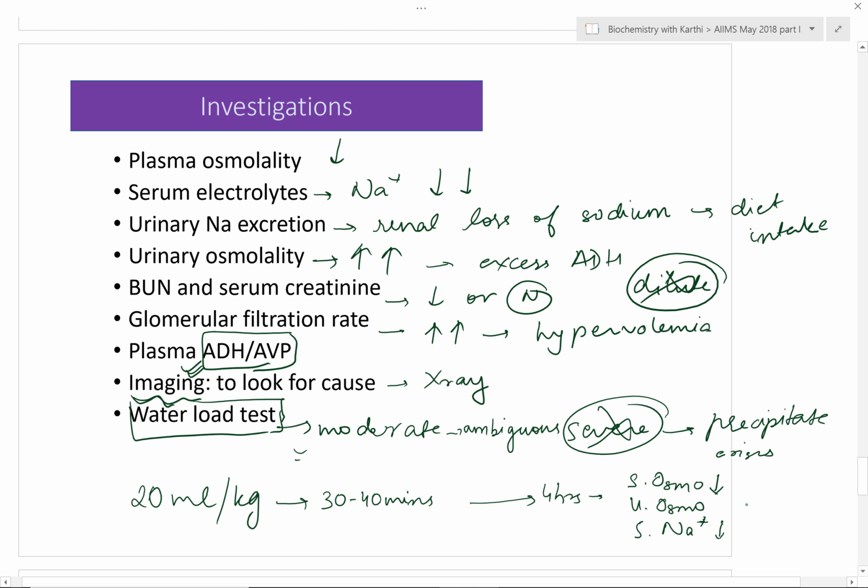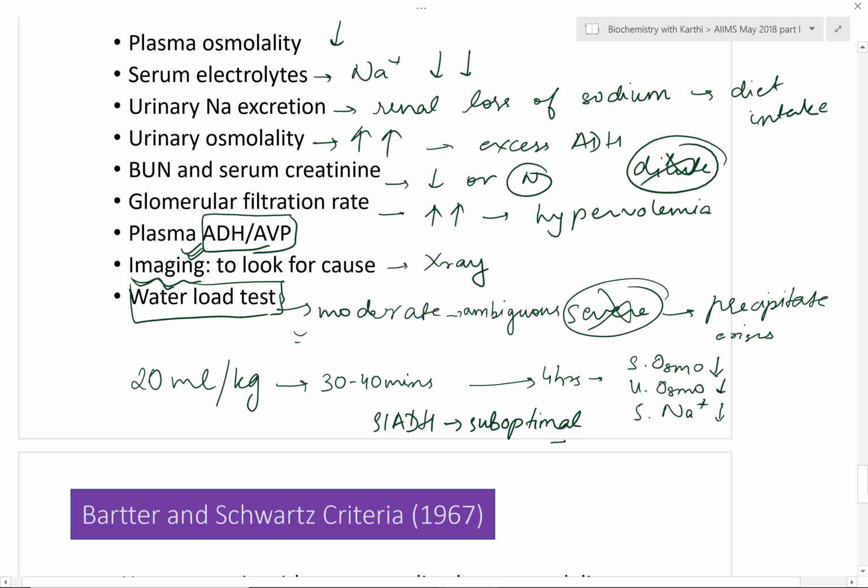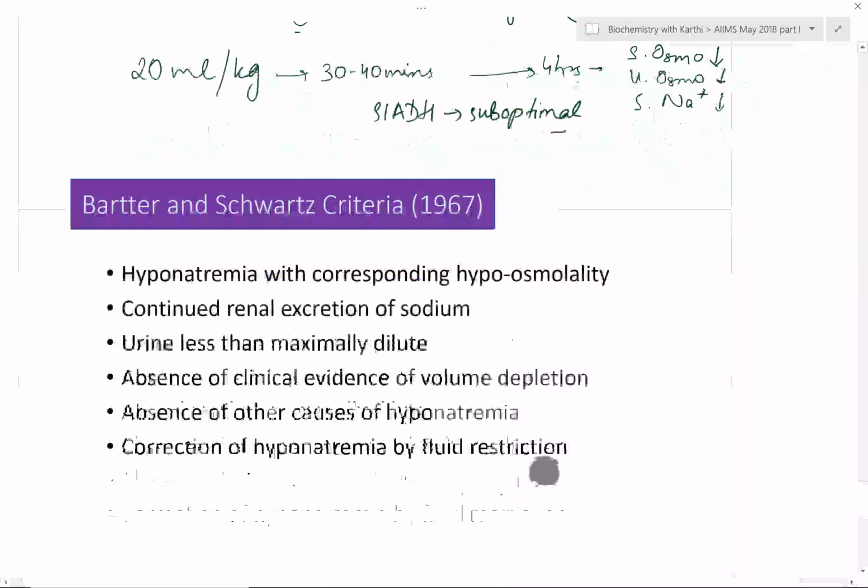But in people with SIADH, this response will be suboptimal. That is, they will not be able to decrease the osmolality of the urine. Okay, so their urine will still be concentrated because the kidney is not able to dilute the urine. So if you get a suboptimal response, then you can suspect SIADH.